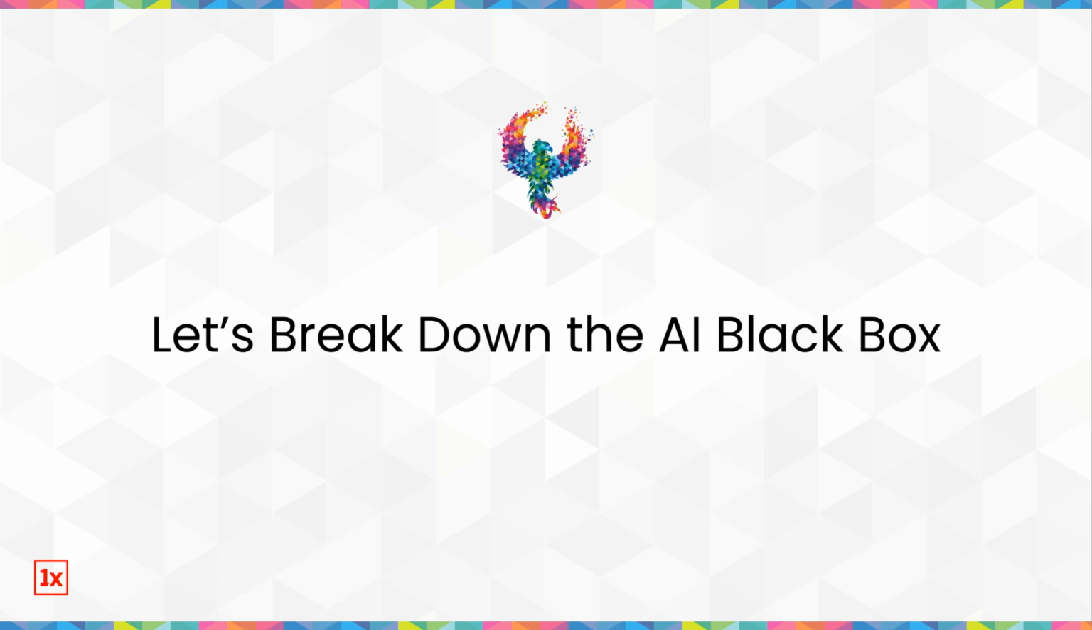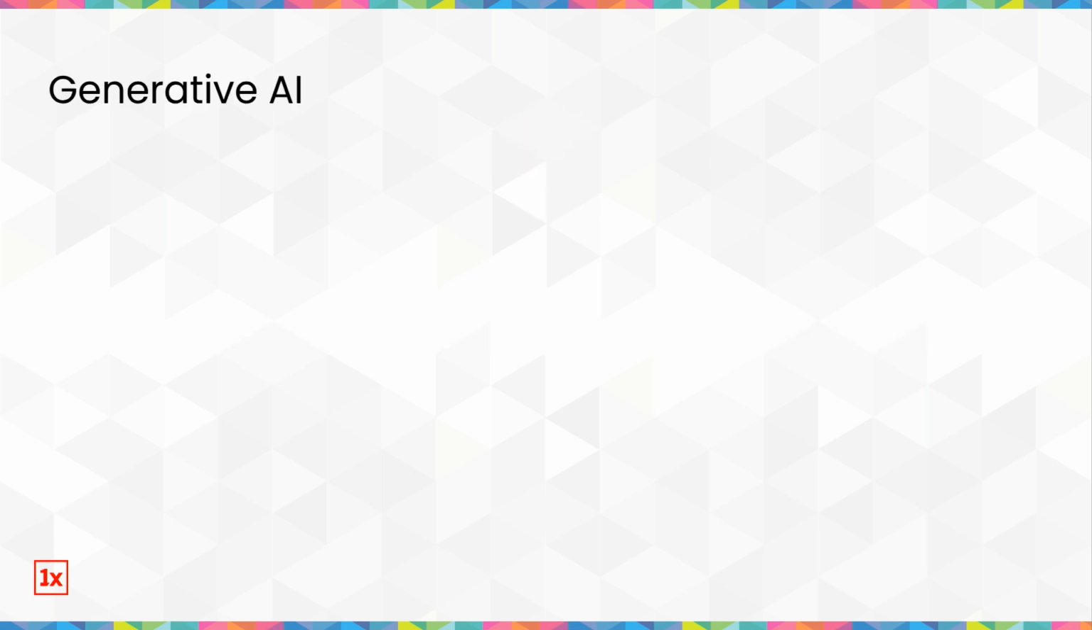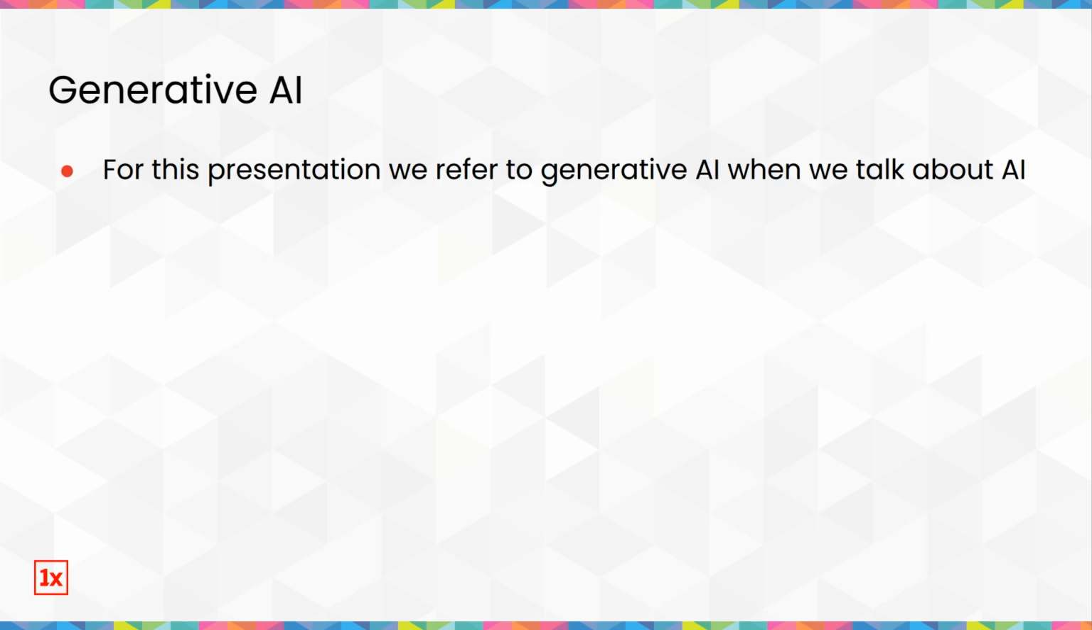So before we continue, let's break down the AI black box a little bit, because then I will show you some stuff that you can already do in Drupal. But let's break this down a bit before, and let's get terminology straight. So when I say AI in this talk, I am talking about generative AI. There exist other forms of AI, so I mean AI that just generates something.